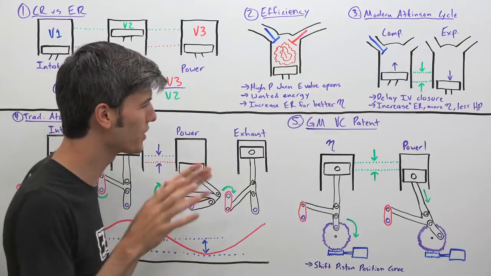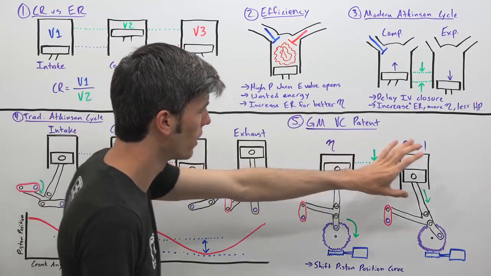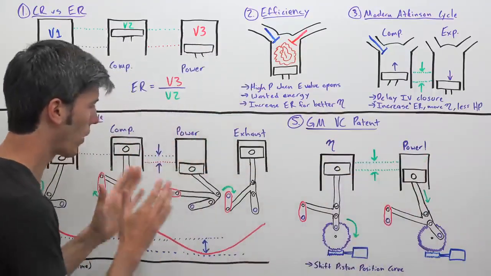Okay, so now we can get into the meat of GM's patent. They have two different modes. They want to operate efficiently, or they want to operate in power mode. And so how do they do it?